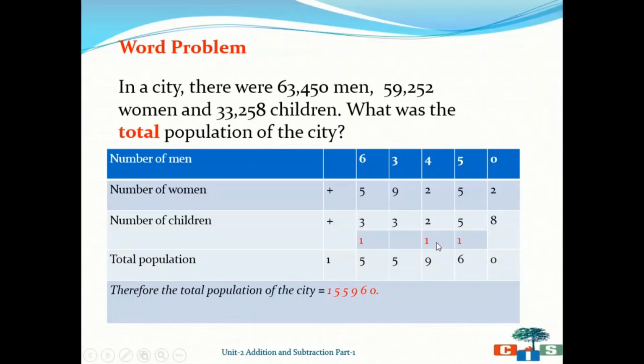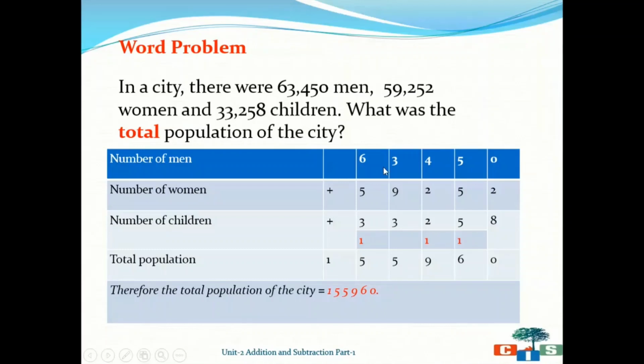Now we will add the digits present in the hundreds place: 4 plus 2 plus 2 and plus 1, which is carried forward. 4 plus 2 is 6, 6 plus 2 is 8, and 8 plus 1 is 9. So we'll write 9 in the hundreds place. Now we'll add the digits present in the thousands place: 3 plus 9 plus 3. 3 plus 9 is 12, 12 plus 3 is 15. That is 15 thousands. So we will write 5 at the thousands place and carry 1 to the ten thousands place.